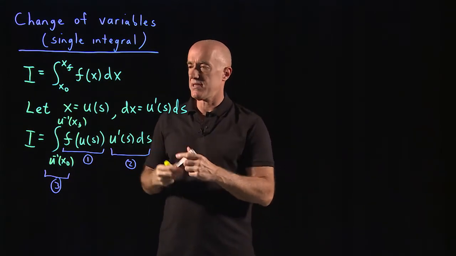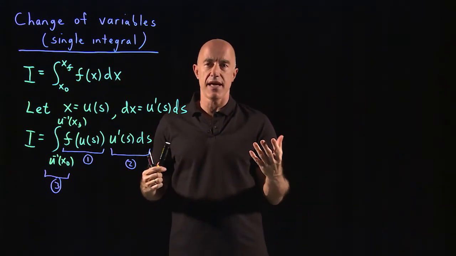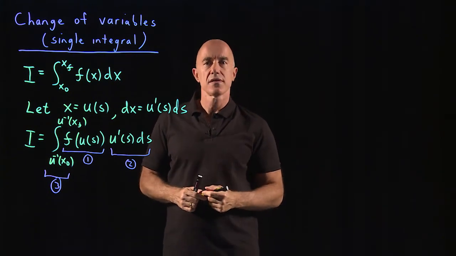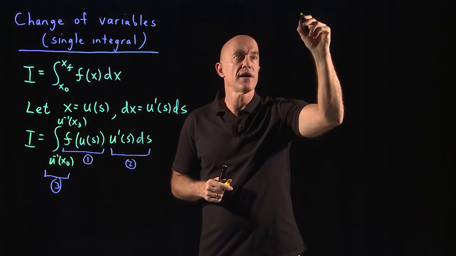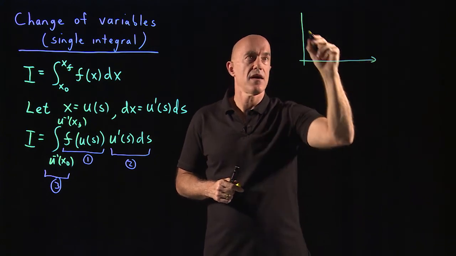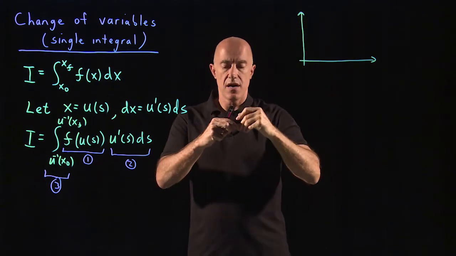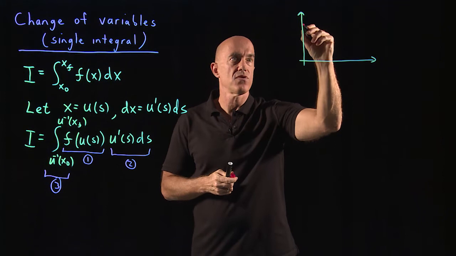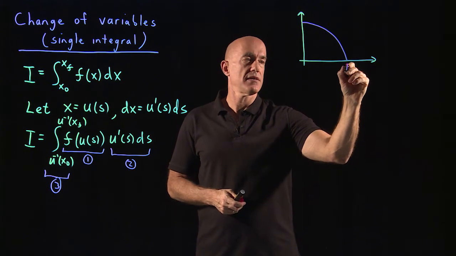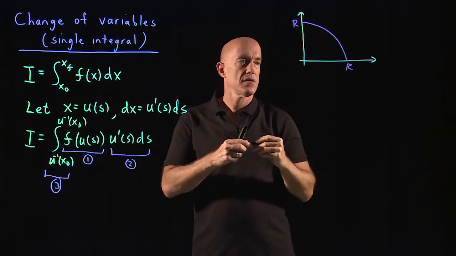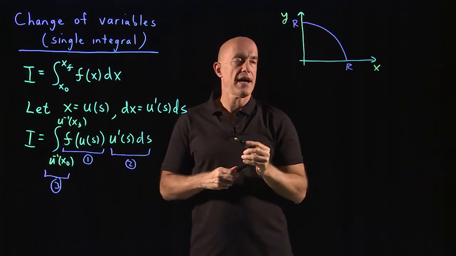I think to be more explicit, I can look at a particular example. So let's calculate, say, the area of a circle using one integral. Let me draw the graph. So instead of finding the area of a whole circle, we can find the area of a quarter of a circle and multiply by 4. So let's say this is the quarter of a circle. So the radius can be capital R. Okay? This is our x. This is our y-axis.